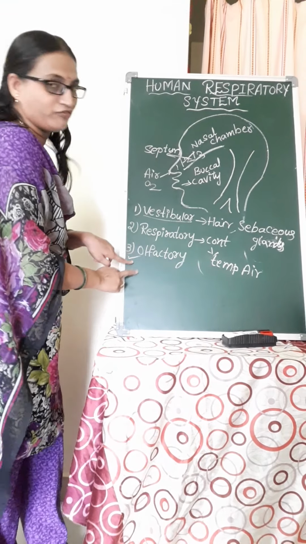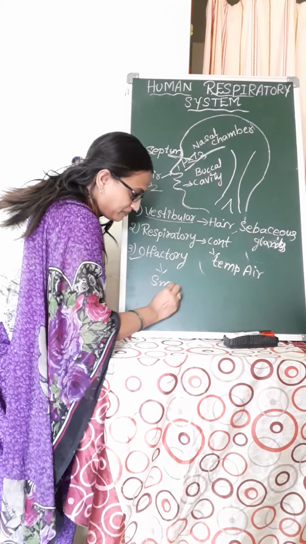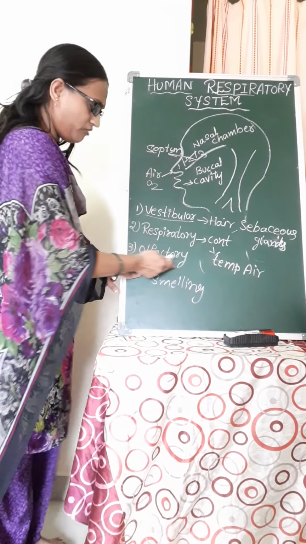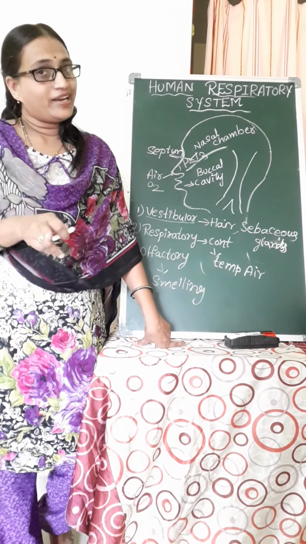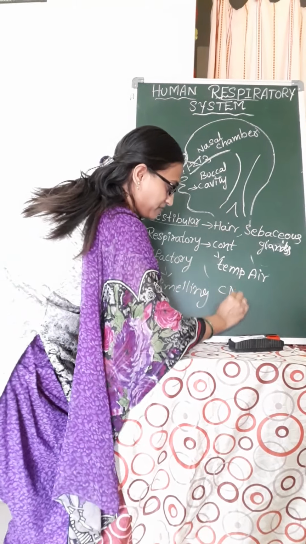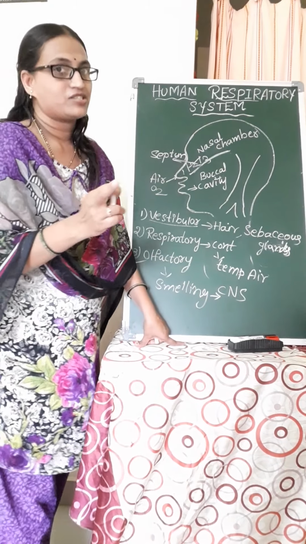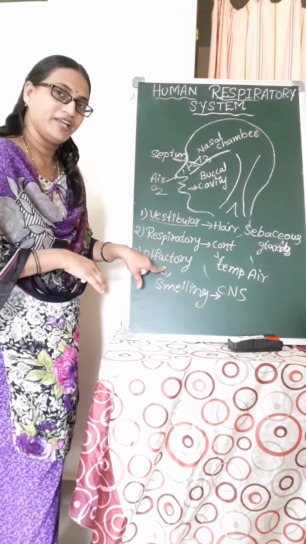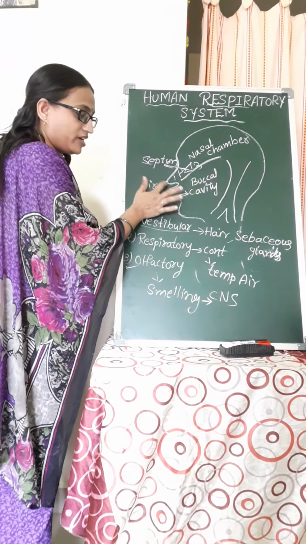Next, coming to the olfactory part. Olfactory is in the sense of smelling. This olfactory part does not play any role in respiration. It is directly connected to the central nervous system, the CNS, for the purpose of sensing smell. It is olfactory in nature. These are the three important parts present in the external nostrils.